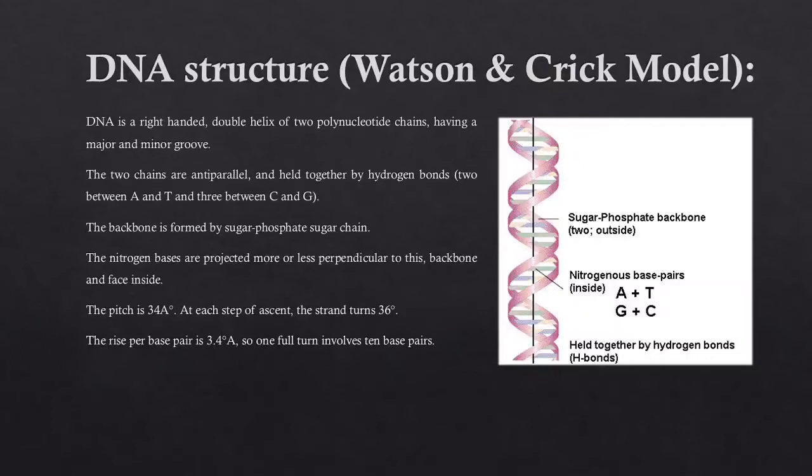The two chains are anti-parallel. Now when I say two chains, one is 5 prime to 3 prime and another one is 3 prime to 5 prime. And this DNA is negatively charged. They are held together by the hydrogen bonds between the nitrogenous bases.